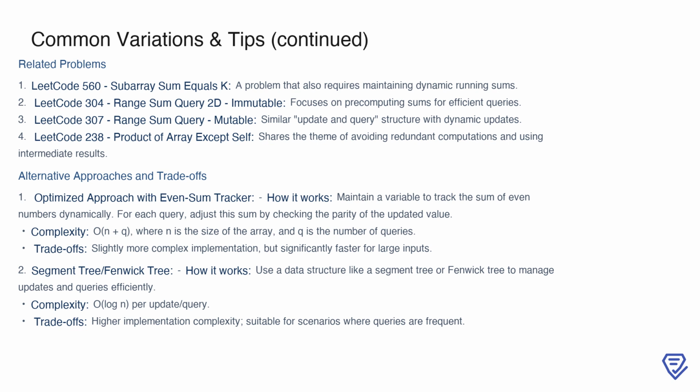When considering alternative approaches, the optimized method of maintaining an even sum tracker is a strong choice. By dynamically adjusting the sum as queries are processed, you achieve a time complexity of n+q. However, this comes with slightly increased implementation complexity. For even greater efficiency in scenarios with frequent queries, you could explore advanced data structures like segment trees or Fenwick trees. These allow for log n updates in queries, but at the cost of higher implementation complexity, making them more suitable for advanced use cases.